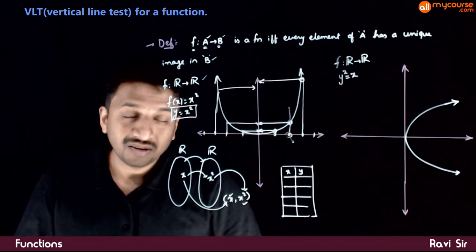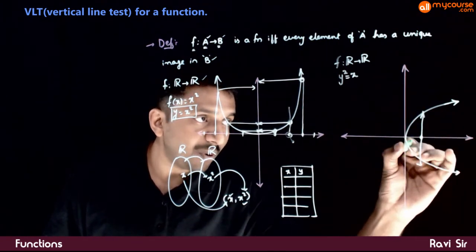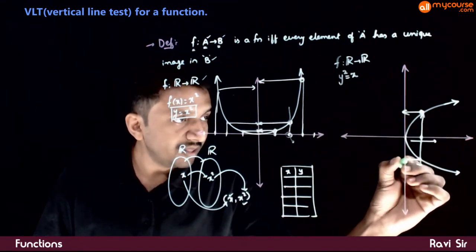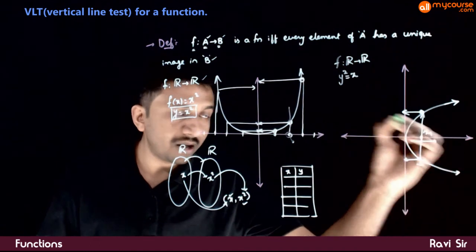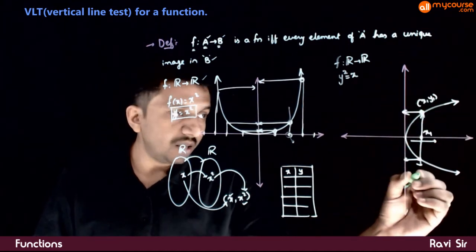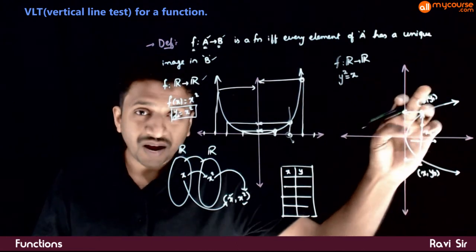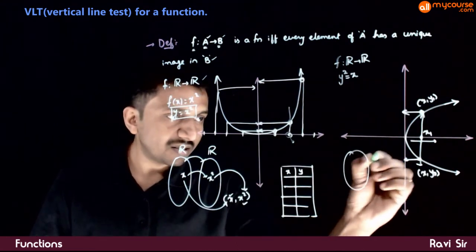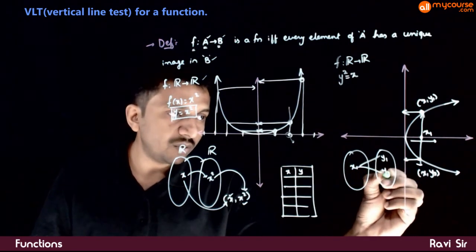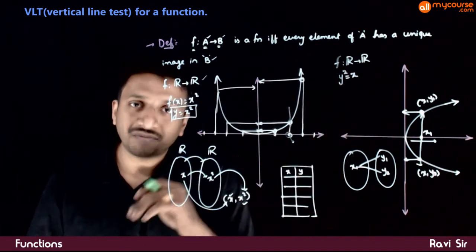The answer is no. Because if you draw a vertical line from any point on the positive x-axis, it will cut the graph at 2 points. That means corresponding to this x, I call it x1, you have a point (x1, y1) and a point (x1, y2). That means corresponding to this x1, you have two images. If you draw the diagrammatic form, corresponding to x1 you have two images y1 and y2. So this uniqueness has been compromised. So this is not a function.